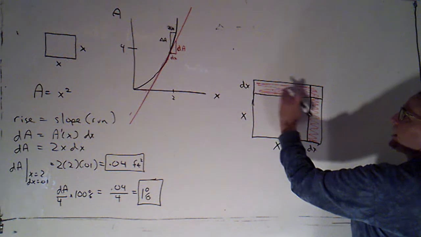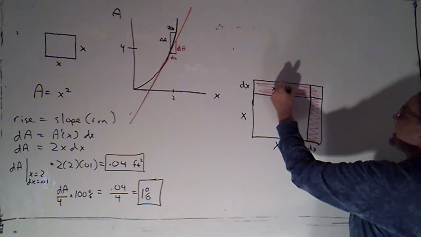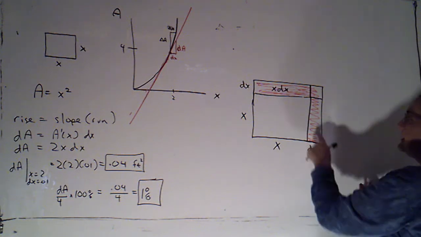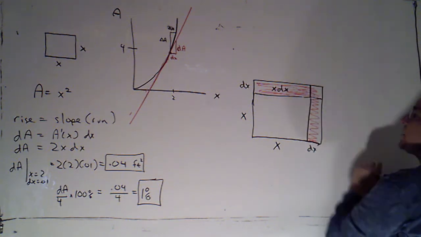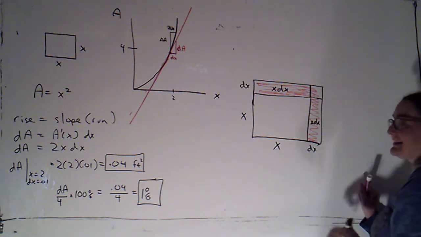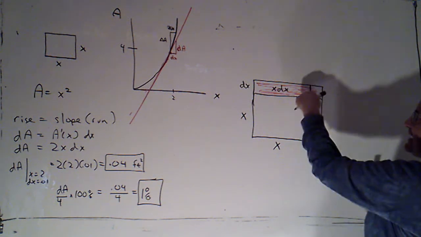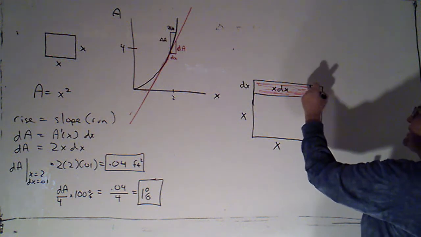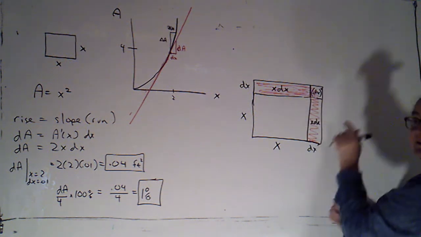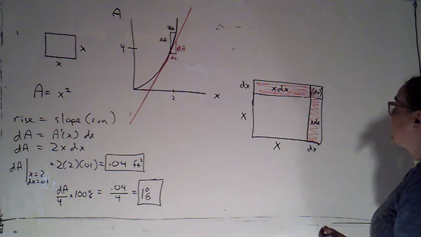There's this part right here that would have as its area x times dx, because it's got a length of x and a height of dx. This rectangle here also has an area of x times dx. This has a base of dx and a height of x. This little piece right here would be dx quantity squared, because its base and its height are both dx.